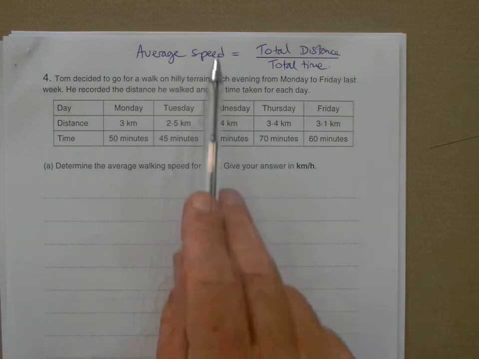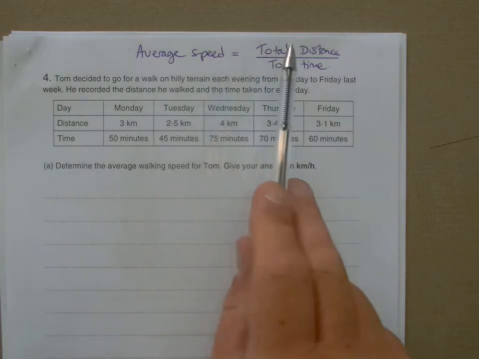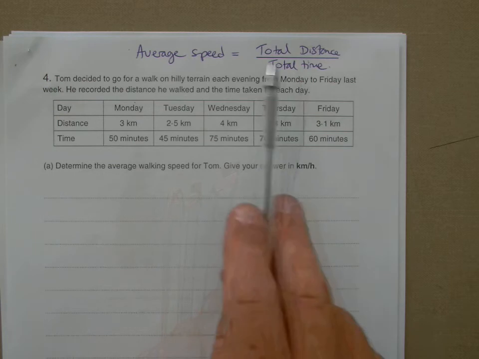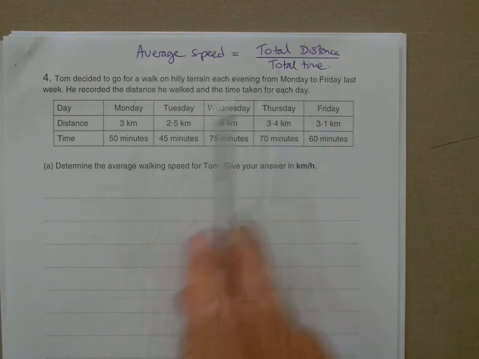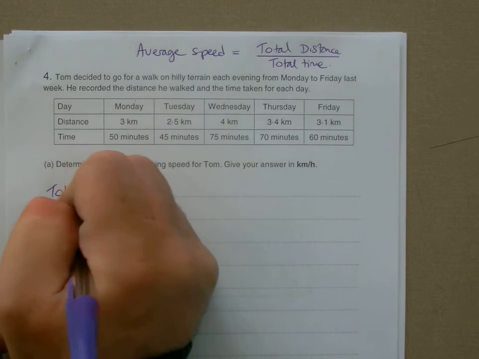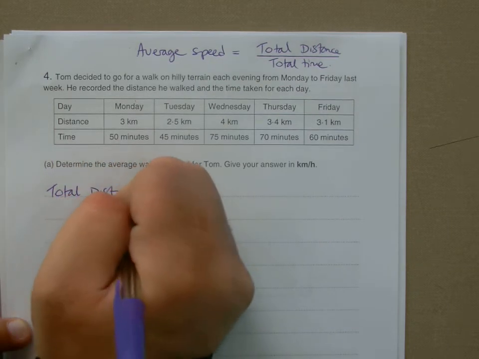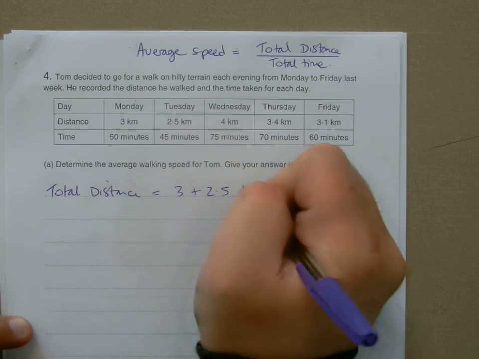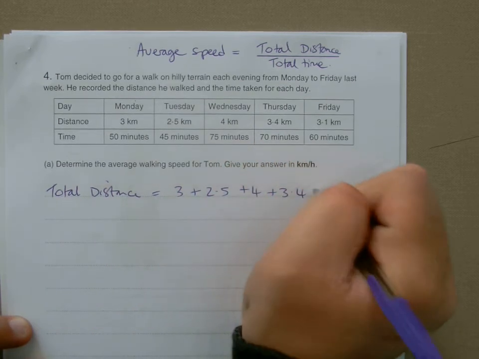Now to get the average speed, remember this formula here, yes? Speed is distance over time, we know that, yes? So the average speed for the week will be the total distance he's walked divided by the total time it took. So let's work out the total distance first, all right? And that will be those values there added together, okay?